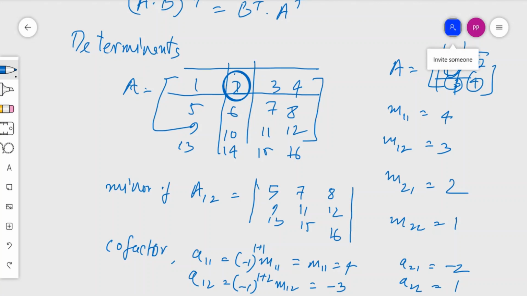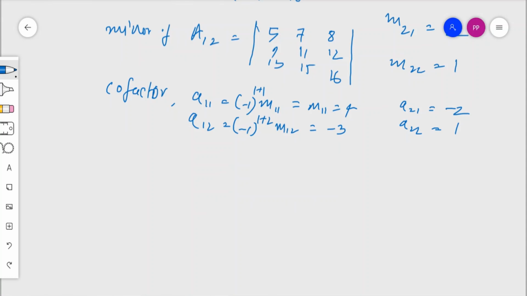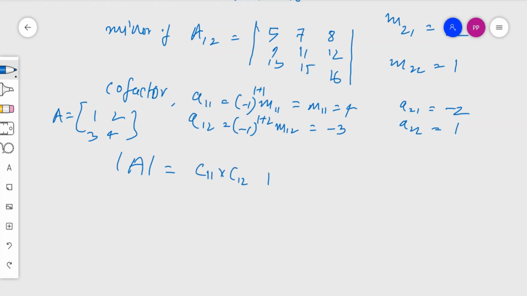So let us find out the determinant for A. So determinant for A equals, because A is 1 2 3 4, so this determinant of A is definitely going to give us the cofactors in such a way that C11 is multiplied by C22, then minus of 1 C12 multiplied by C22.